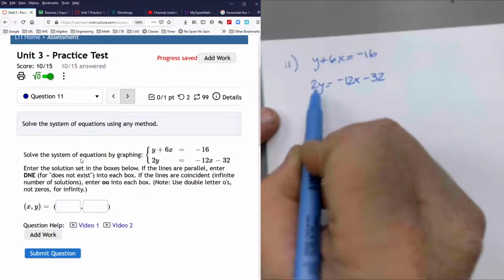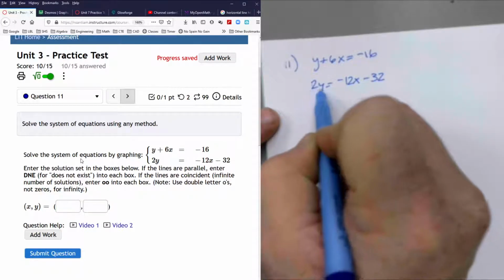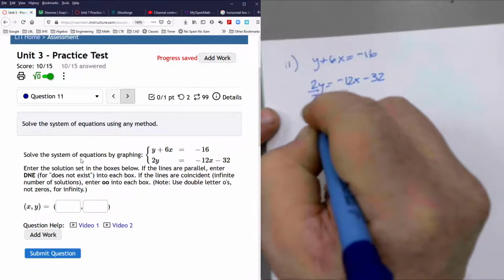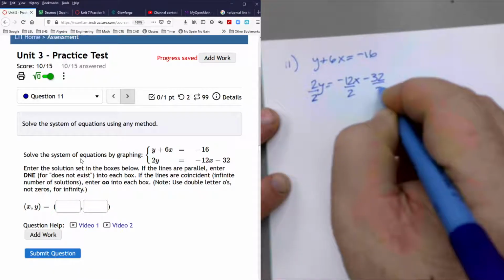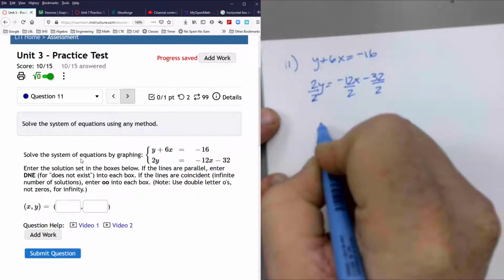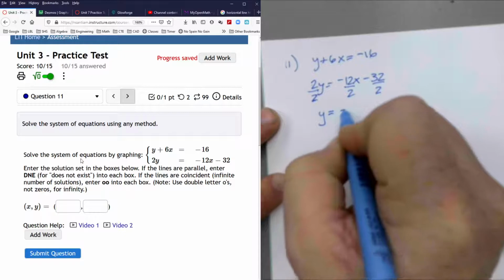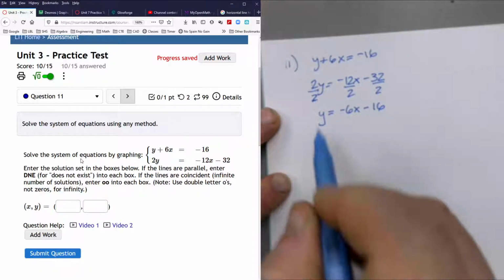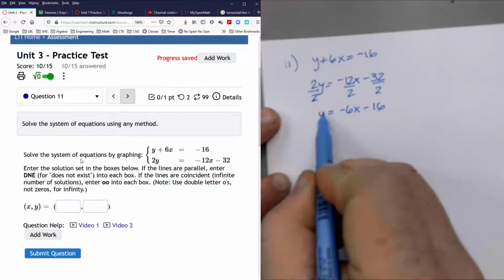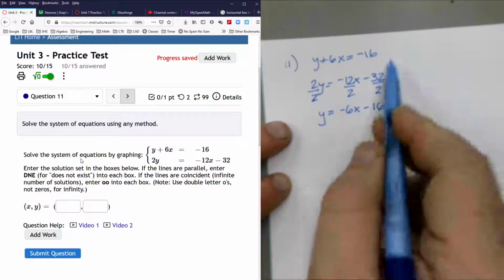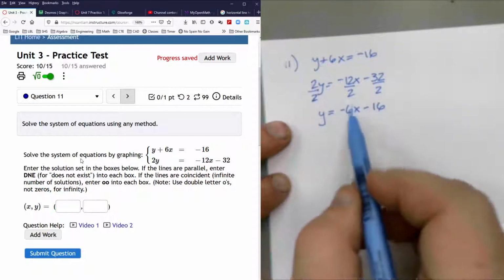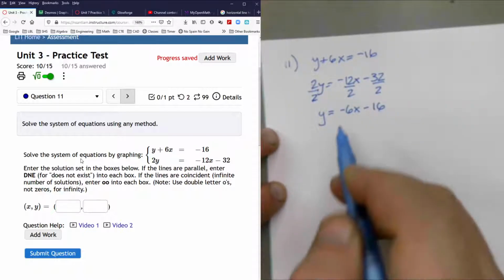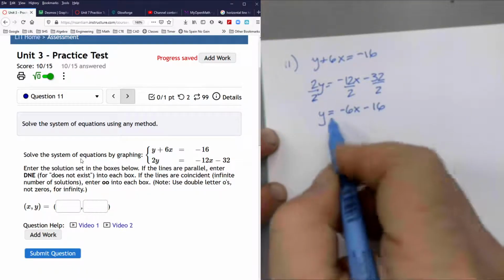Okay, and what I'm going to do is take this second equation and divide everything by 2. Divide that by 2, divide that by 2, divide that by 2. And that will get y all by itself. And so this will be y is equal to negative 6x minus 16. Now if I take this second equation here and substitute it back into here, so I replace y, you'll see what happens here.